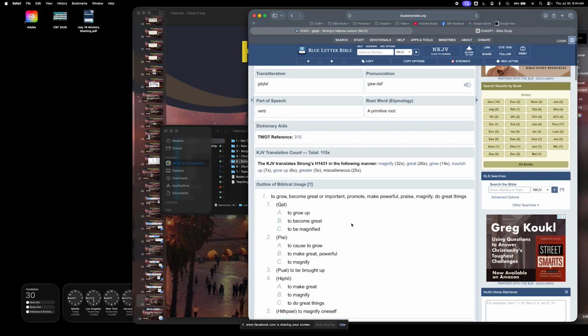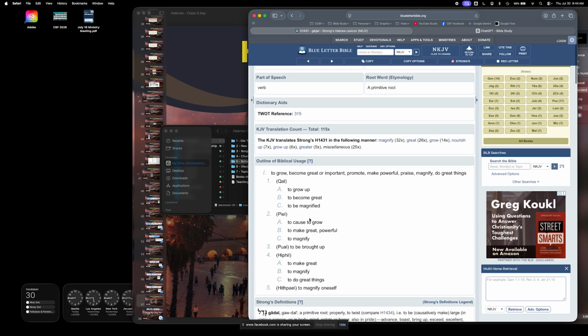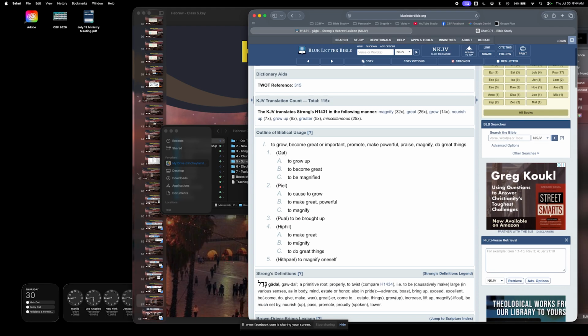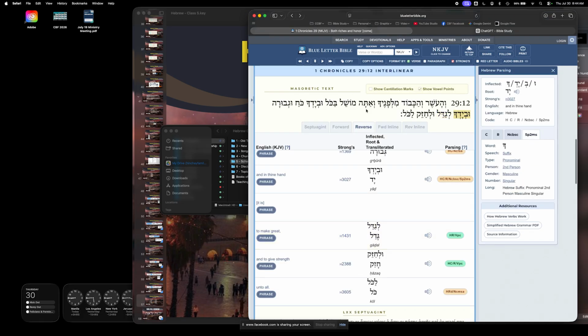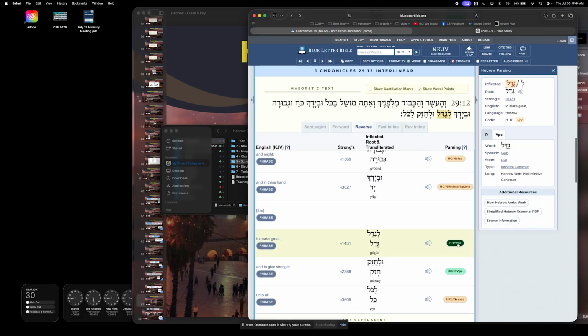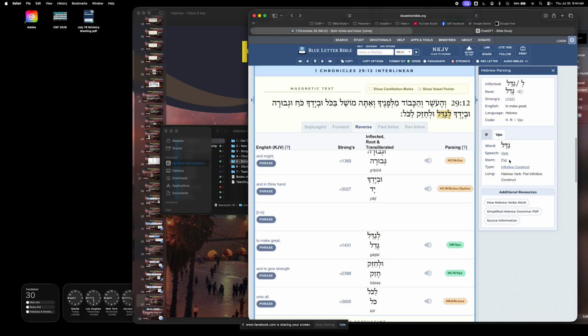And we have this word gadal. It means to magnify, make great, to grow, nourish, grow up, greater. 115 times, a pretty common word in the Hebrew. It carries the simple idea of, depending upon your stem, to grow up, to cause to grow up, to be brought up, to make great. What's our stem? It's a verb. Let's click on our grammar. We are a Piel infinitive.